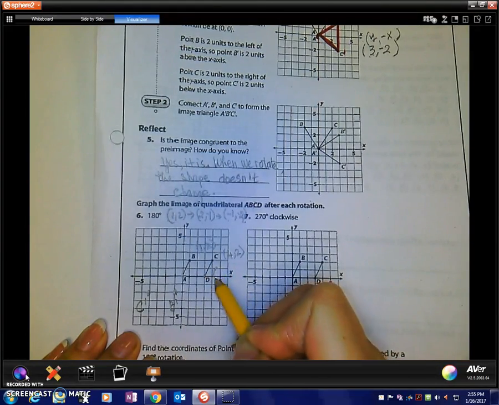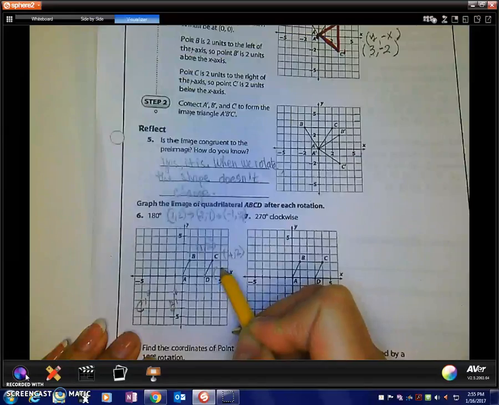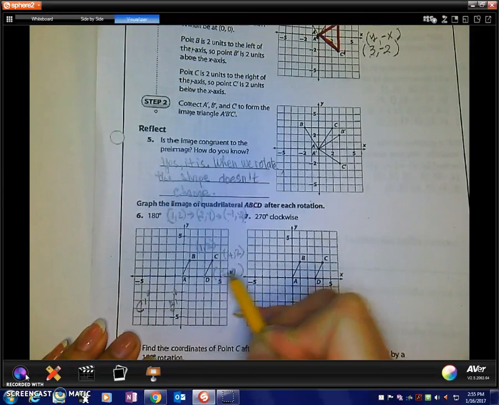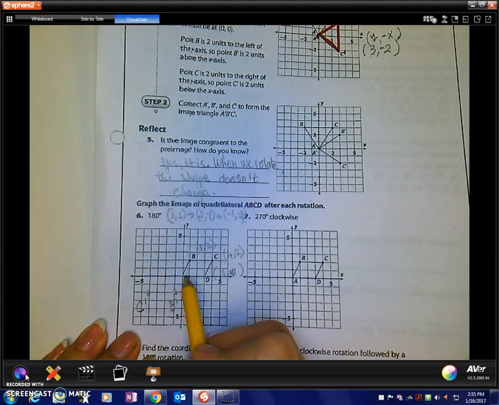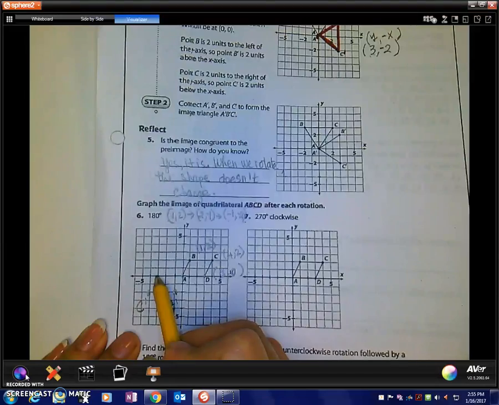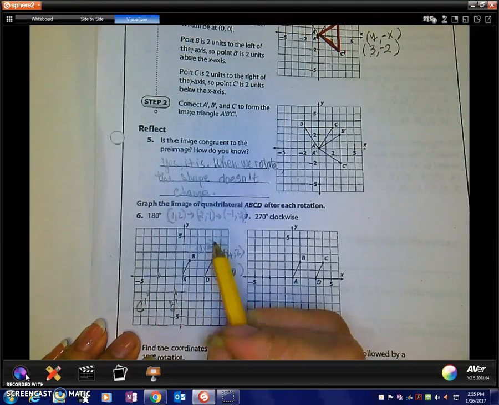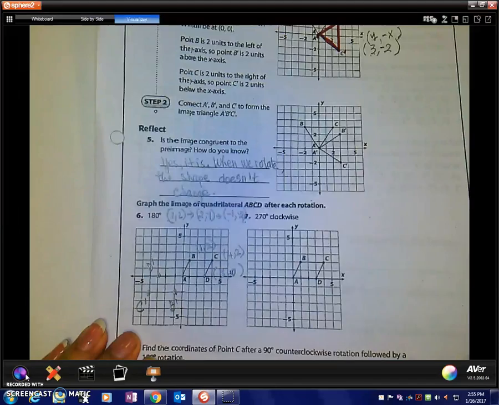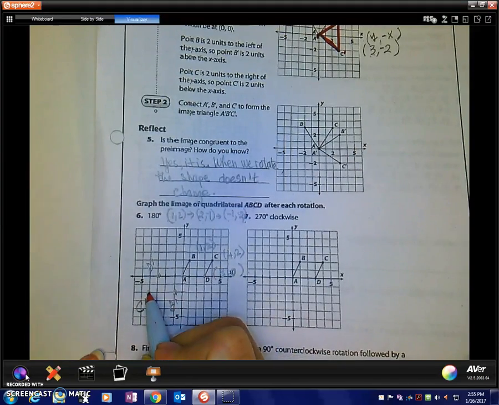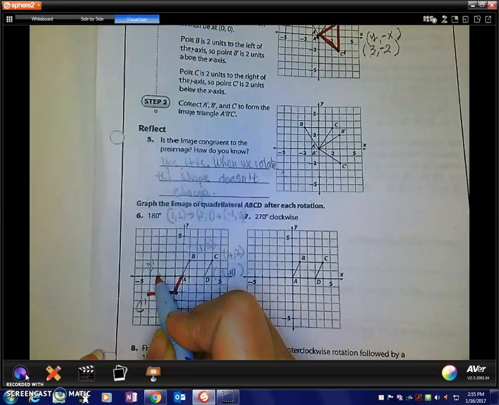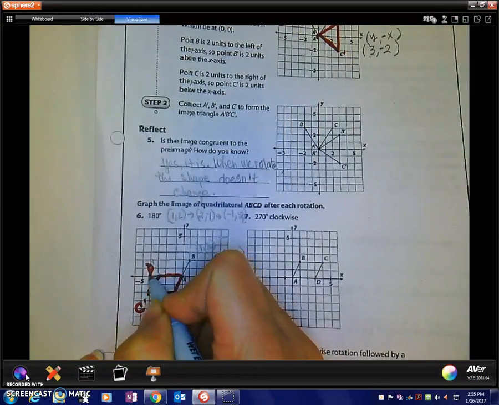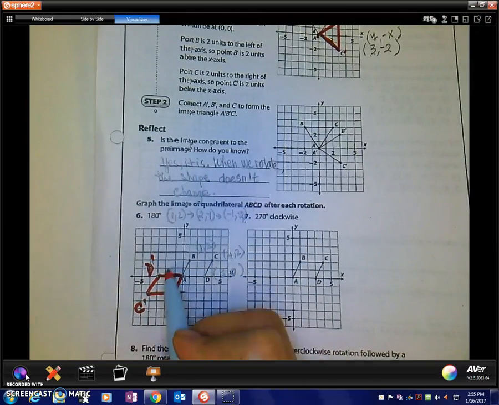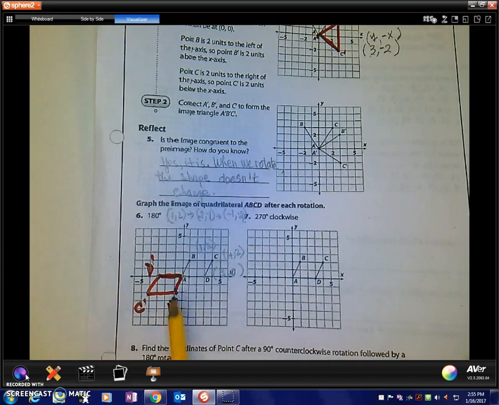And then D, the pre-image will be (3, 0). When we do 180 degrees, it becomes (negative 3, 0). So negative 3 will be the opposite, right here. Now we have D prime. Connect them, and we get the new image. So this is C prime, B prime, D prime, and A is A prime, the same. So that is the new image.